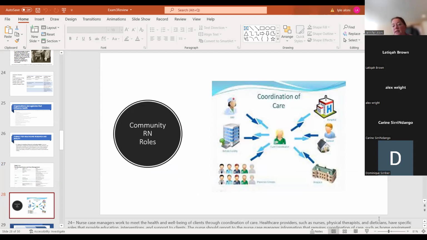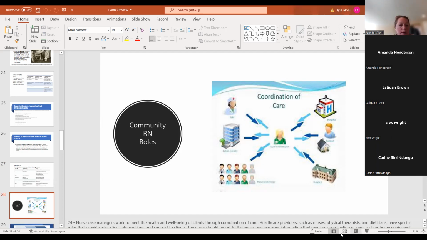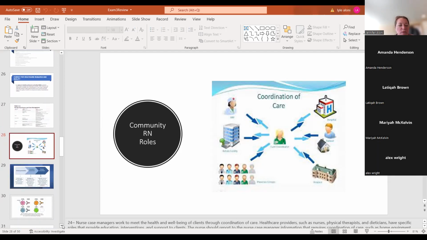What kind of coordination might need to be done on a CHF patient? Follow-up appointments, okay, follow up. What else? My mind just went blank. No worries. Durable medical equipment. Yeah. Dietary. Yep. All that stuff. Yep. Absolutely. Alrighty. Any questions on case management, coordinated care?